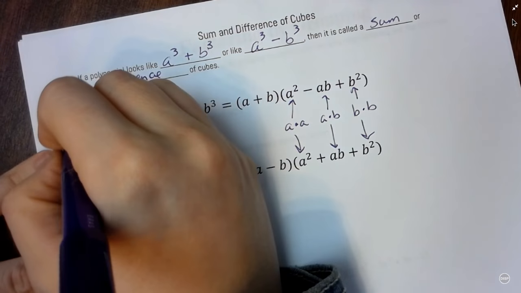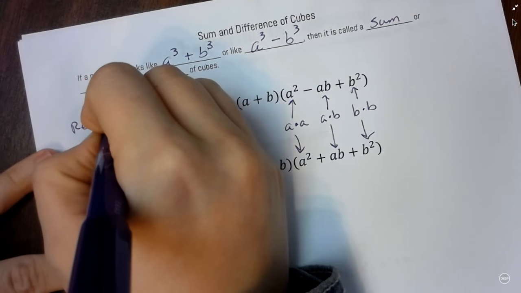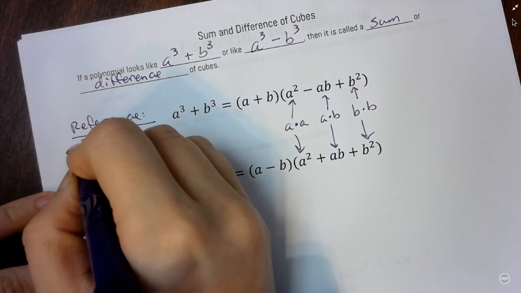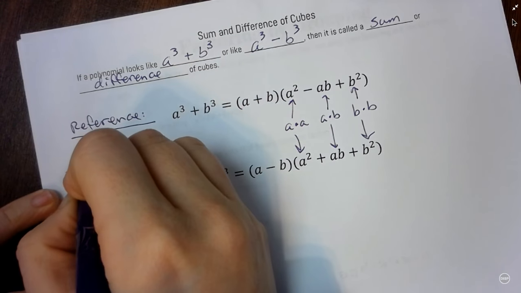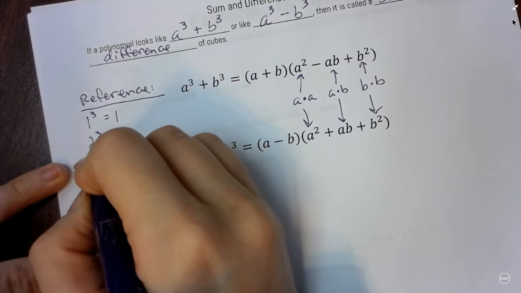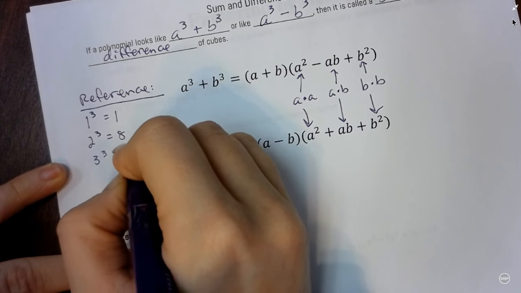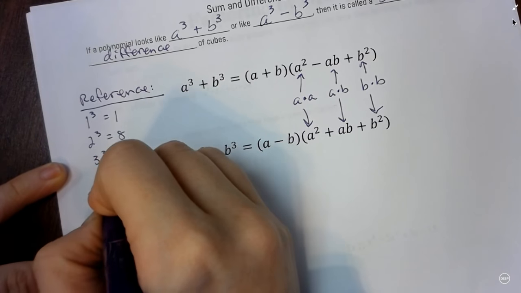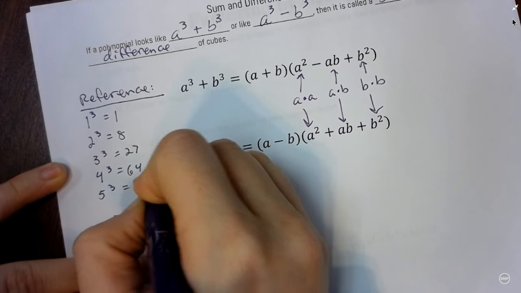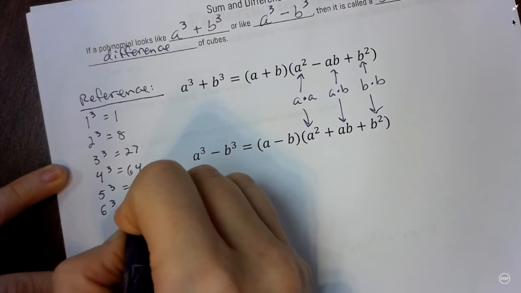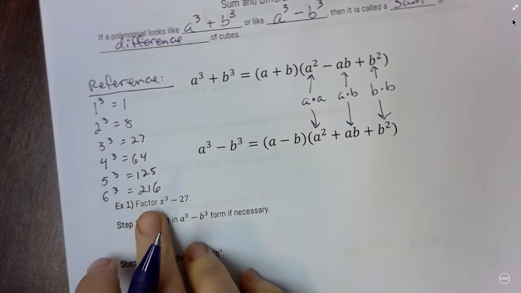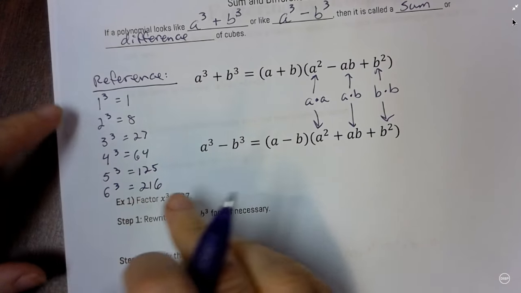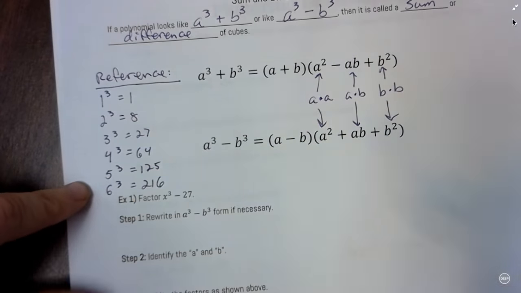And then I just want to put up here for reference, and I highly recommend you copy it. 1 to the third power is 1. 2 to the third power is 8. 3 to the third power is 27. 4 to the third power is 64. 5 to the third power is 125. And 6 to the third power is 216. You could always figure these out in your calculator, but as you work through the notes in your assignment, it's going to be quicker if you can just reference this.